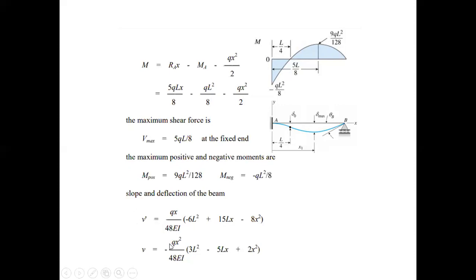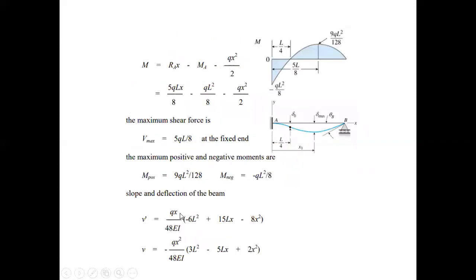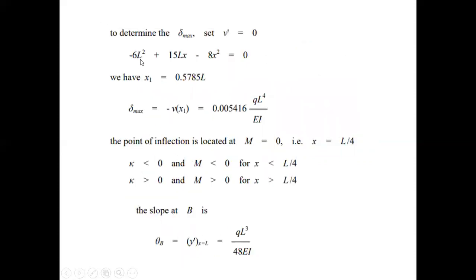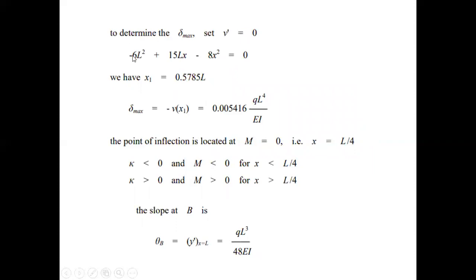We'll simply apply the boundary conditions and calculate the final slope and deflection at any point. To determine the maximum slope, we know V dash is equal to 0. So in this case, we put the value of V dash equal to 0 and calculate the maximum slope. The equation turns out to be like this. On putting V dash equal to 0, this portion will become 0, and this portion will become equal to 0. So minus 6L square plus 15LX minus 8X square is equal to 0.